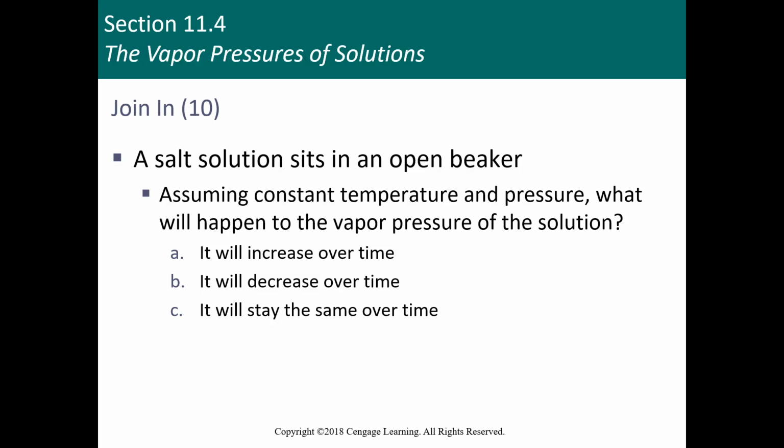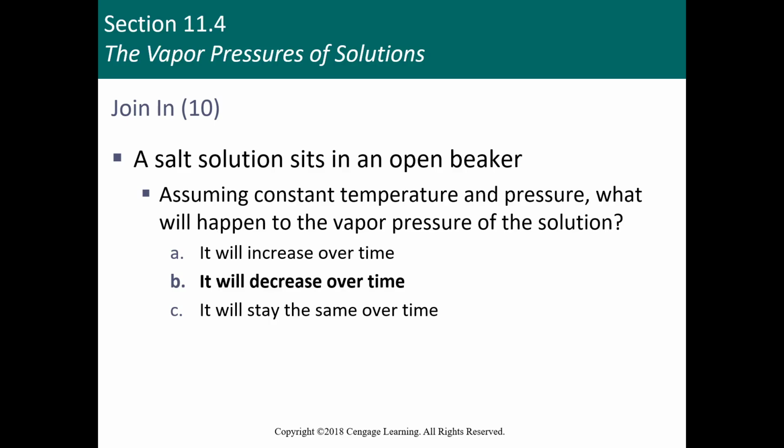A salt solution sits in an open beaker. Assuming constant temperature and pressure, what will happen to the vapor pressure of the solution? Okay, so we have a salt solution sitting in an open beaker. What's going to happen is that if we have constant temperature and pressure, it might lose some water, okay? If it loses water, that's going to be the vapor pressure over the solution, right? But when it loses water, what's going to happen to the volume? Well, the volume will shrink.